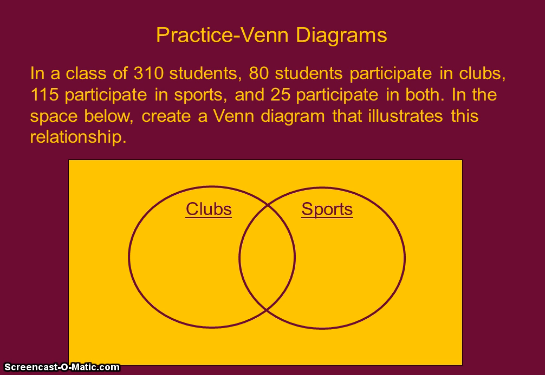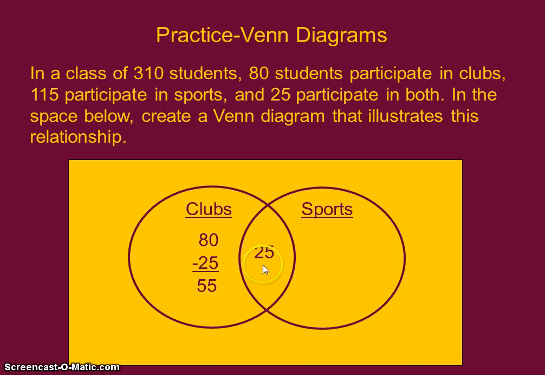Okay, well, we're going to start in the middle, the ones that participate in both, because we're going to have to subtract that number from the total number of students that are in sports and clubs. So start with 25 in the middle. Up here it says 80 students participate in clubs. So we're going to start with 80. We have to take out this 25, which leaves 55 students only in clubs.